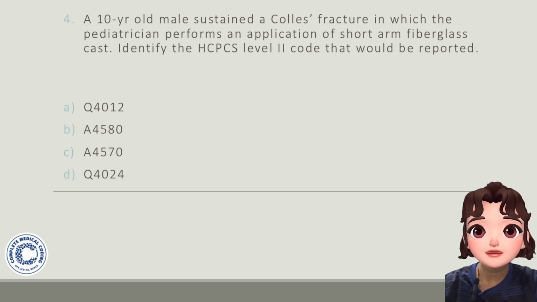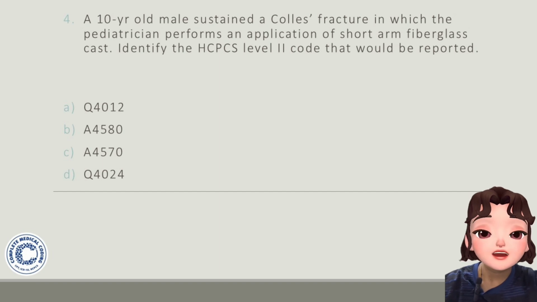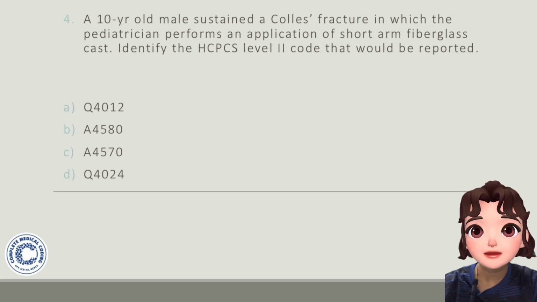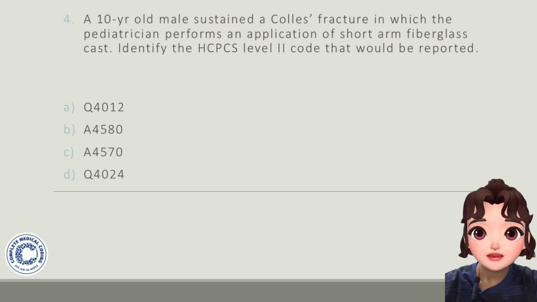So first option, Q4012. What is Q4012? Q4012 represents cast supplies, short arm cast, pediatric 0 to 10 years, fiberglass. Yes, this is pediatric only, right? 10-year-old male. Pediatric. Here it's mentioned in the bracket the age 0 to 10 years in this code description. So this will be the answer, fiberglass cast. Still, let's move to other options as well.